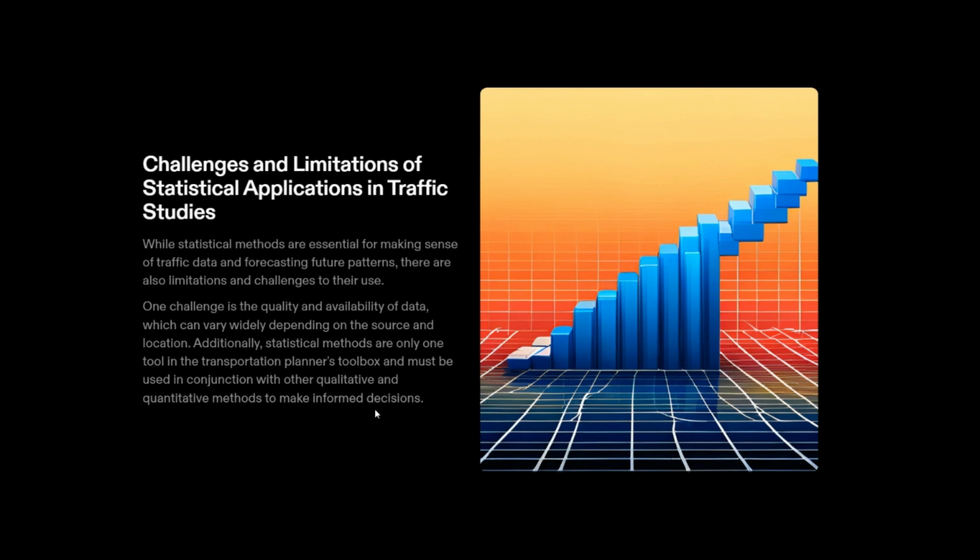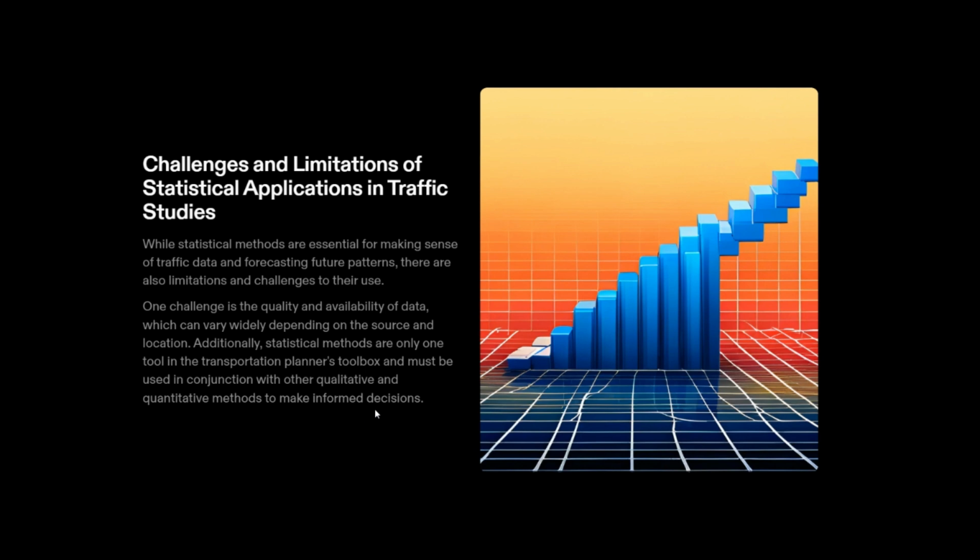The second point is data availability. Traffic studies often require large amounts of data from various sources such as traffic volume, road network, and weather data. The third point is limited scope. Statistical models and analysis are based on historical data and therefore may not be able to account for sudden changes in traffic patterns or the impact of unforeseen events such as natural disasters or major road closures.